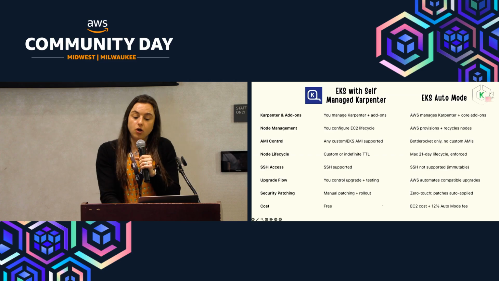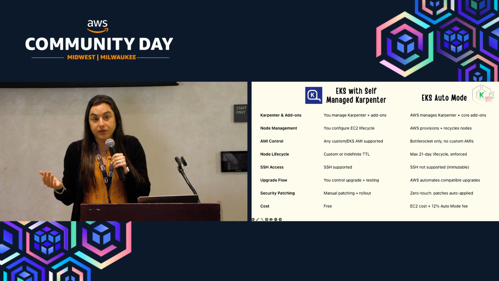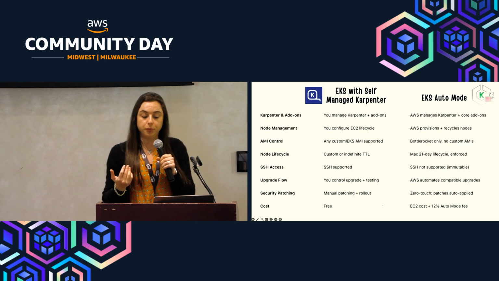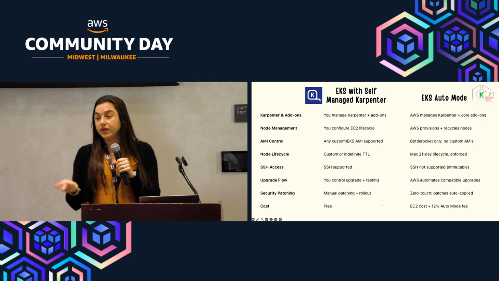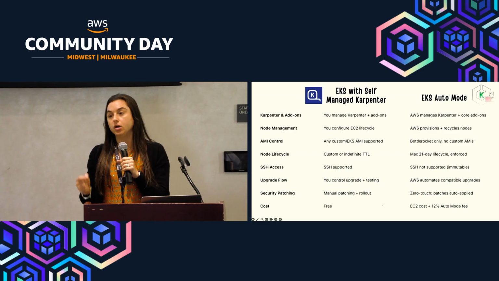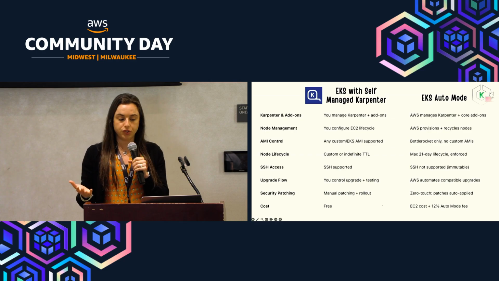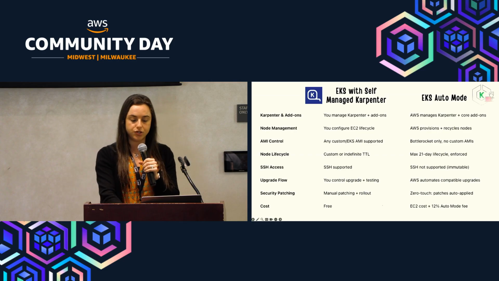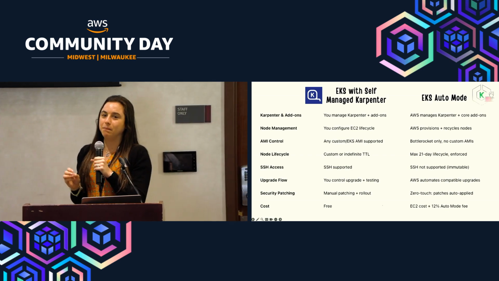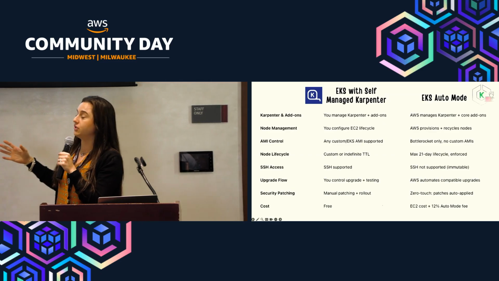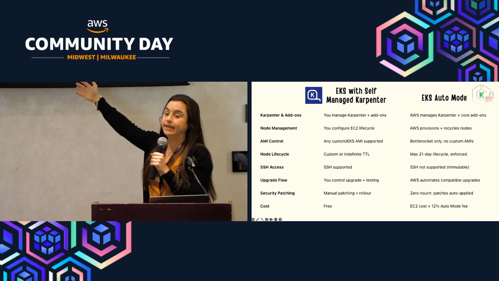Now, with EKS Auto Mode, AWS handles most of everything for you. It's opinionated, so Bottlerocket only, as I mentioned. The fixed node lifecycle, no SSH, but you get a fully managed operation for you, all the security patches, and a zero infrastructure burden. I think the biggest difference here that companies, when they are evaluating, is probably the cost.